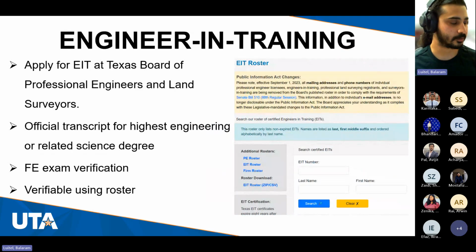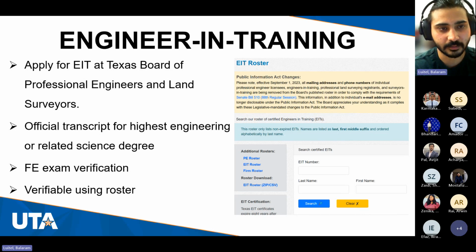After passing the exam, your next step is to apply for the engineer in training license. The EIT license and FE exam are two separate things. Often I have seen people using them interchangeably, but no, the FE exam is separate, and EIT certification is a separate procedure. The FE exam is the first step to get your EIT certification. For that, you have to apply for EIT at the Texas Board of Professional Engineers and Land Surveyors. They will require your official transcript for the highest engineering or related science degree. They will also require your FE exam verification.